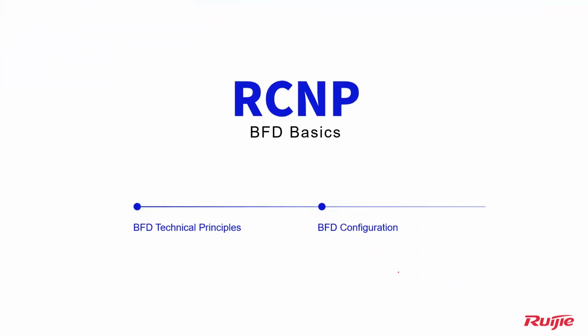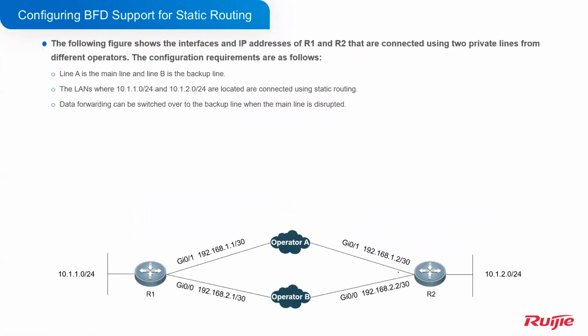After introducing the technical principles, next let's see the BFD configuration. Firstly is the example of static routing. We're configuring BFD to support static routing. This figure shows the interfaces and IP addresses of R1 and R2 that are connected using 2 lines from different operators. The configuration requirements are as follows. Line A is the main line, line B is the backup line. To set the main line and the backup line with static routes, we can change the preference value to achieve that.